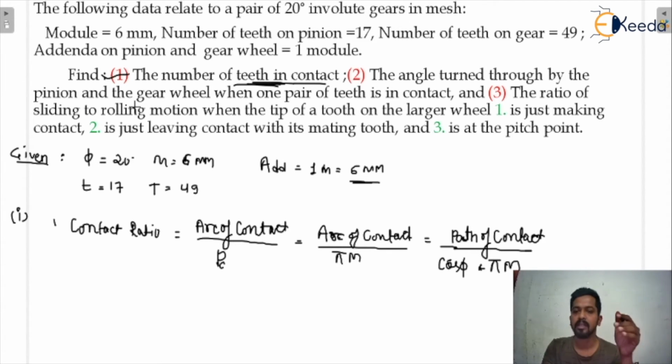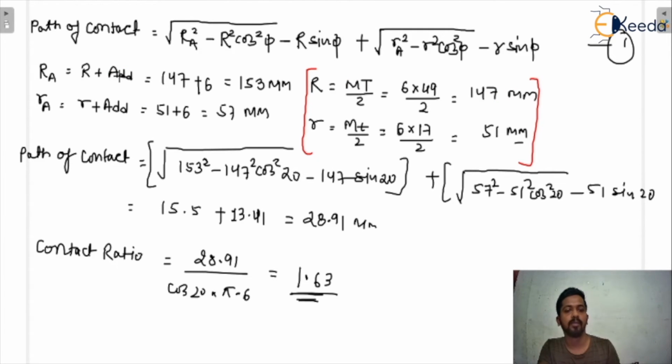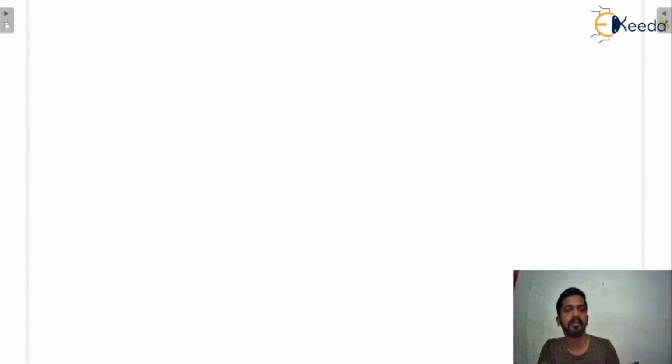In the second part, it is asking for the angle turned through by the pinion and the gear wheel when one pair of teeth is in contact. Now we have to find out the angle turned. So in the next part, we are going to calculate the angle. Now see here, how can you calculate the angle? We all know that arc is equal to theta into r. R is radius, this is angle and this is the arc. This is a general mathematical formula.